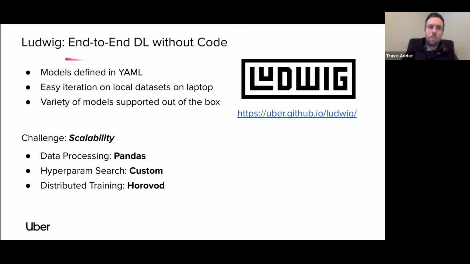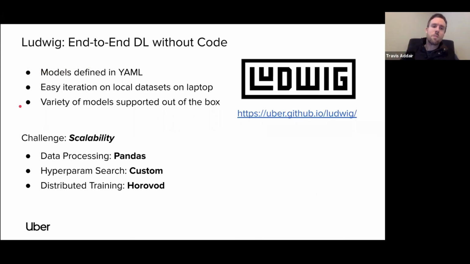Lastly, I want to briefly mention some of the thinking that we have around end-to-end deep learning. So Ludwig, for those of you who don't know, is an open source project originally developed at Uber that brings code-free deep learning to data scientists. Models can be defined in YAML. You can very easily iterate on local data sets on a laptop or scale up, which is what we're looking at now. And a variety of model architectures are supported, state-of-the-art out of the box. You don't have to do any custom configuration in order to take advantage of that.